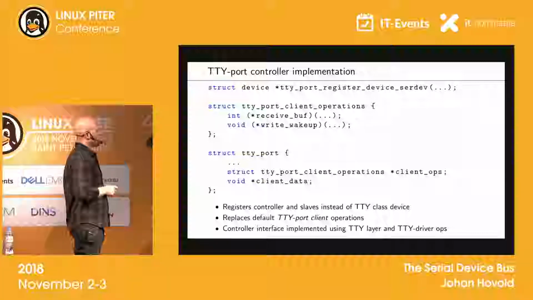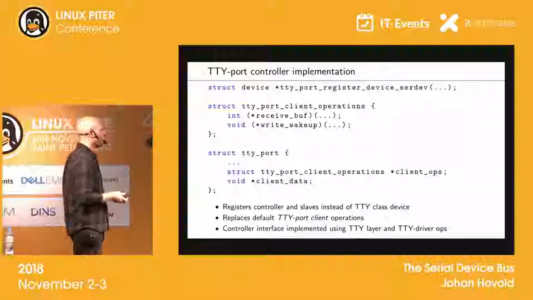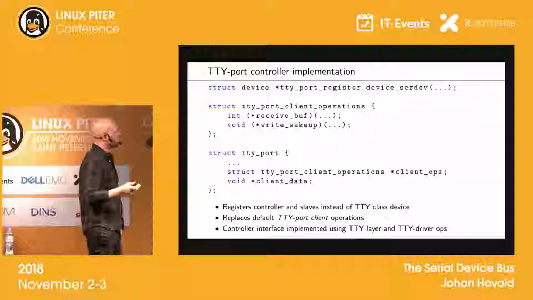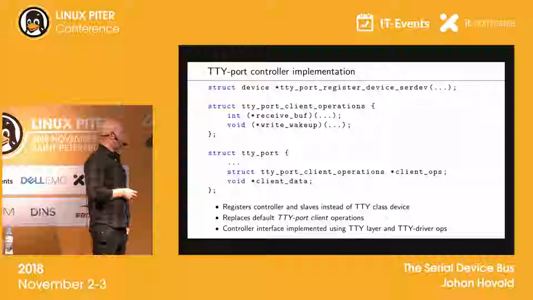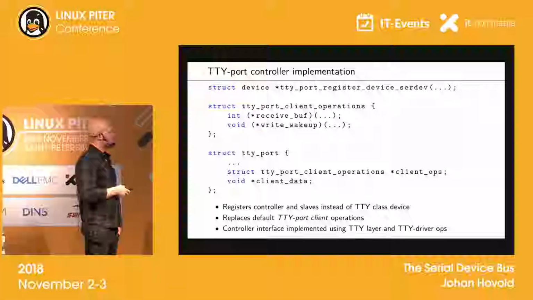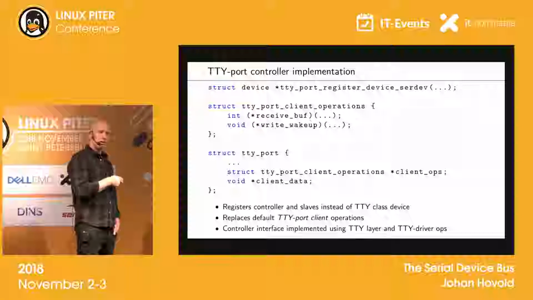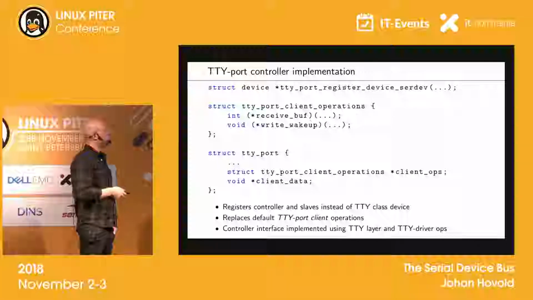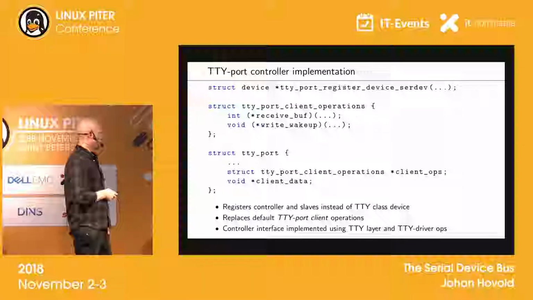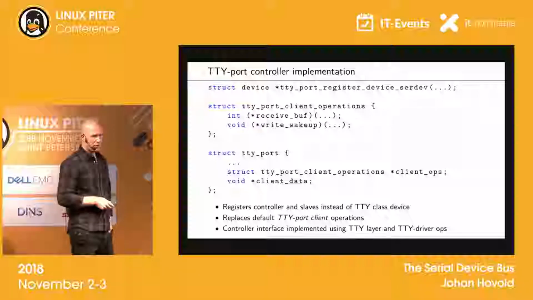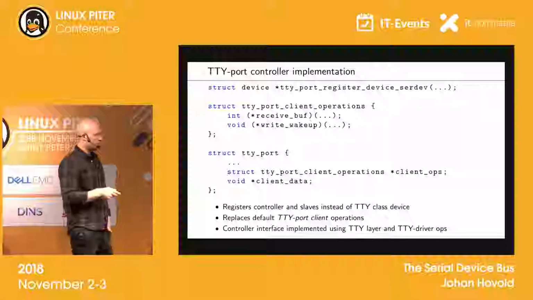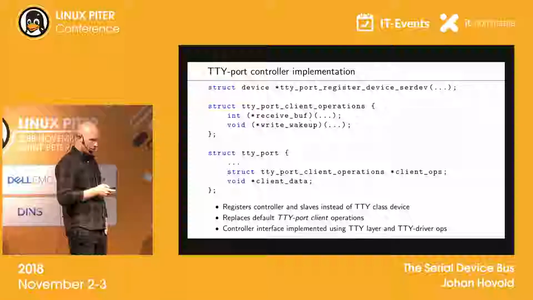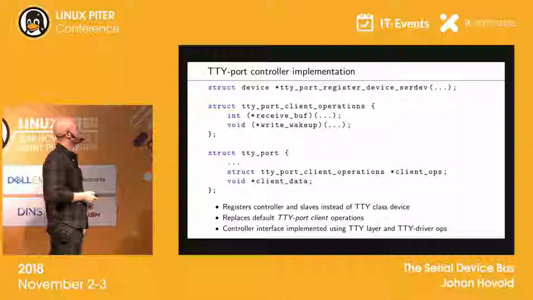The TTY ports themselves have gained two new fields. It's a pair of tty_port_client_operations, callbacks for incoming data, and write wakeup notifications when there is more room in the outgoing buffer. And in the normal case, these client operations would simply be forwarding data to the line discipline, but now they're forwarded to the SERDEV driver instead. And in the other direction, for changing things like baud rates and so on, the controller interface is implemented using the TTY layer's helpers and those TTY driver operations I briefly mentioned earlier.